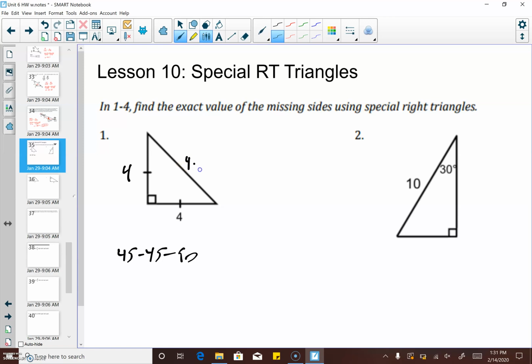So we know our other leg is 4, and then the rule is from leg to hypotenuse, we multiply by the square root of 2. So our hypotenuse is 4 square root 2.